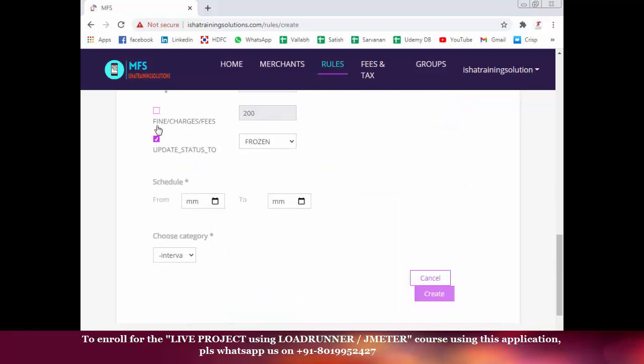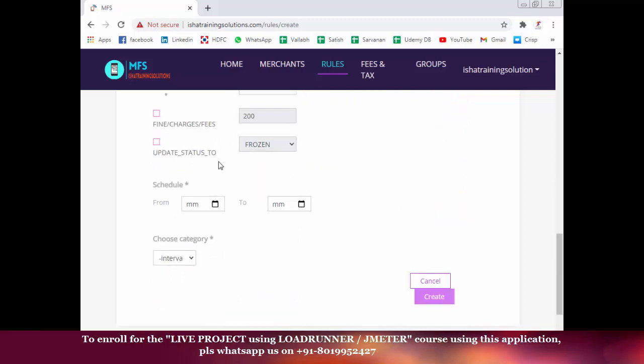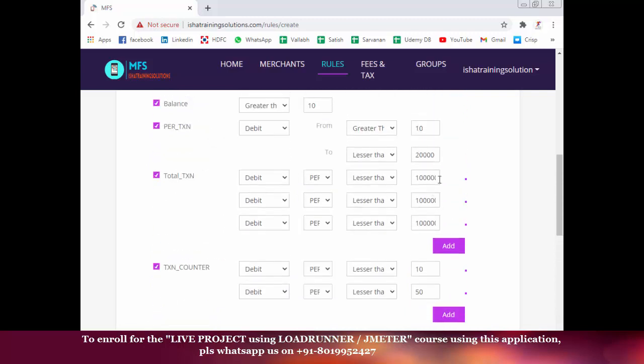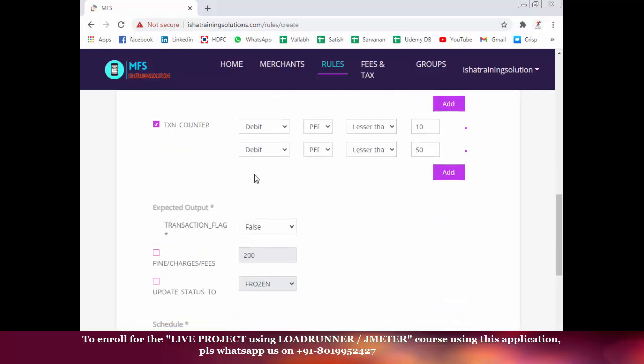But I'm just telling you what is the purpose of this one. Now what I'm doing, I'm putting it as false, which means that more than 20,000 cannot be achieved at all, not even with a charge or a fee.